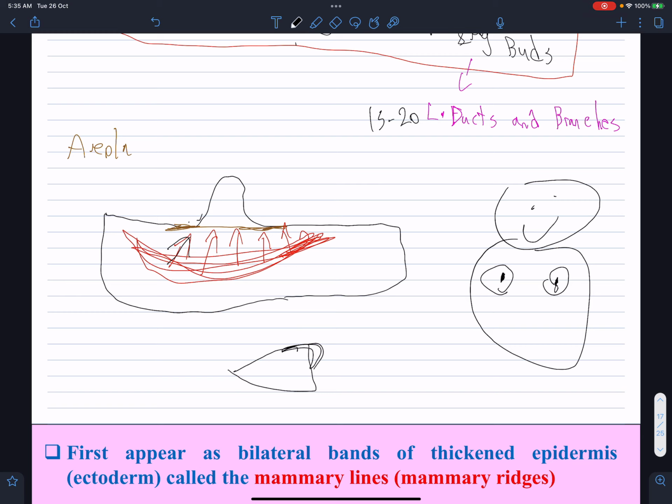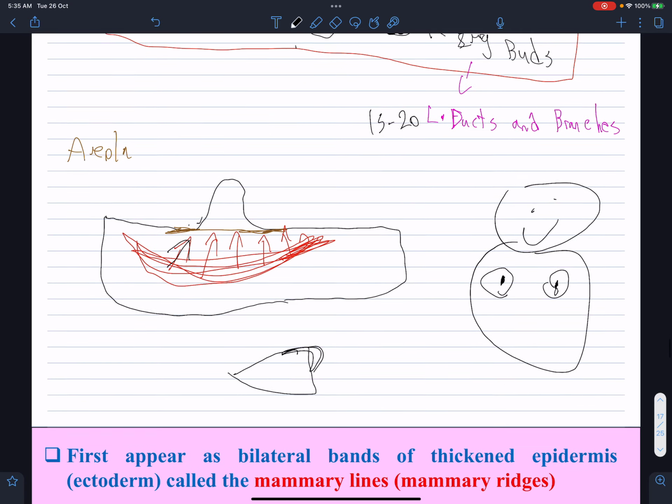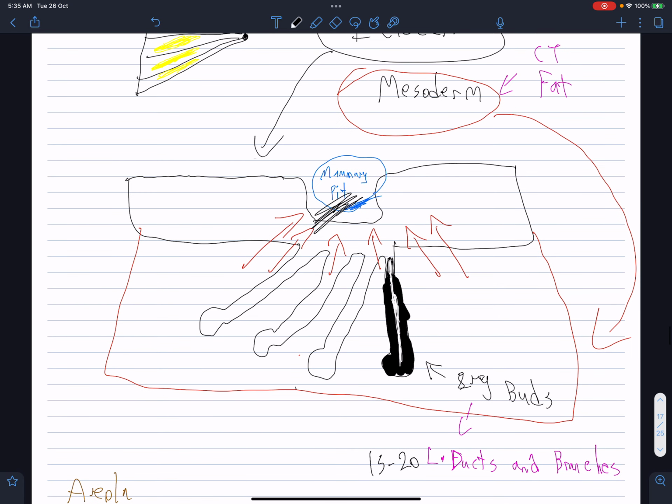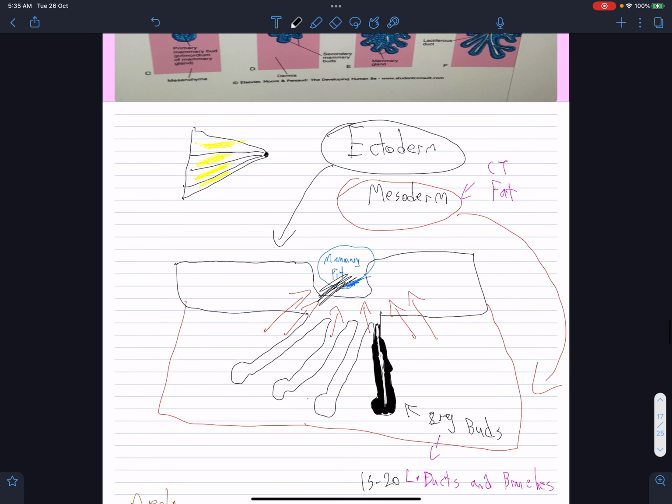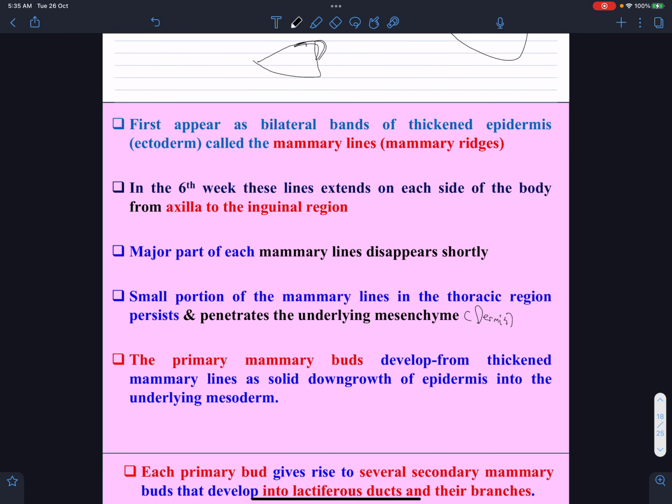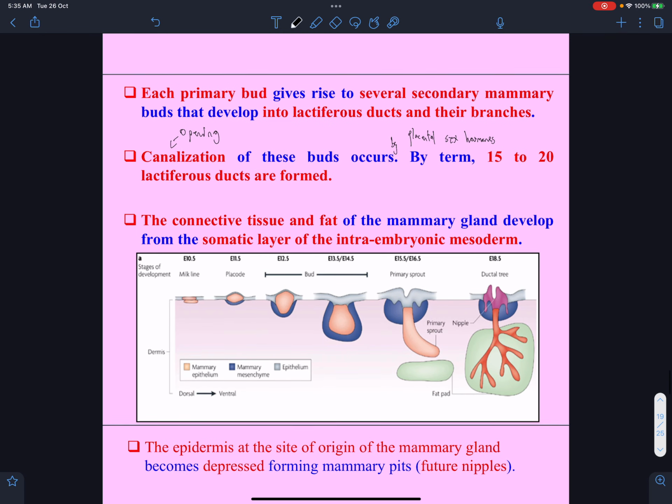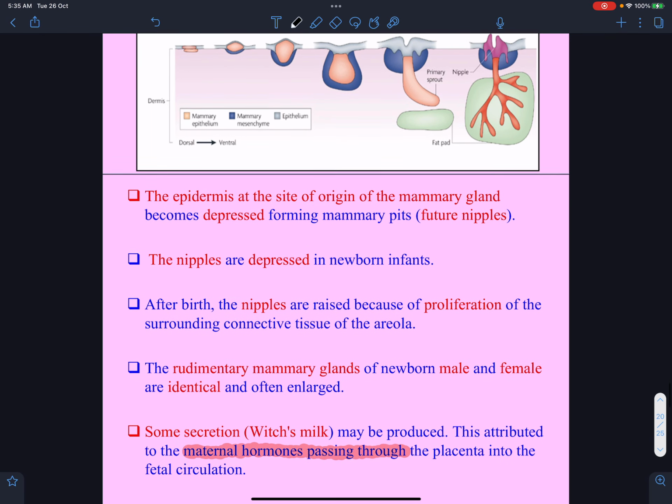Is it maturation? Well, for males we're done, but for females eventually there is another development, but we don't need to know that. Overall, this is the embryological development of the breast in general. Tamam? And this is everything that I have mentioned, inshallah.